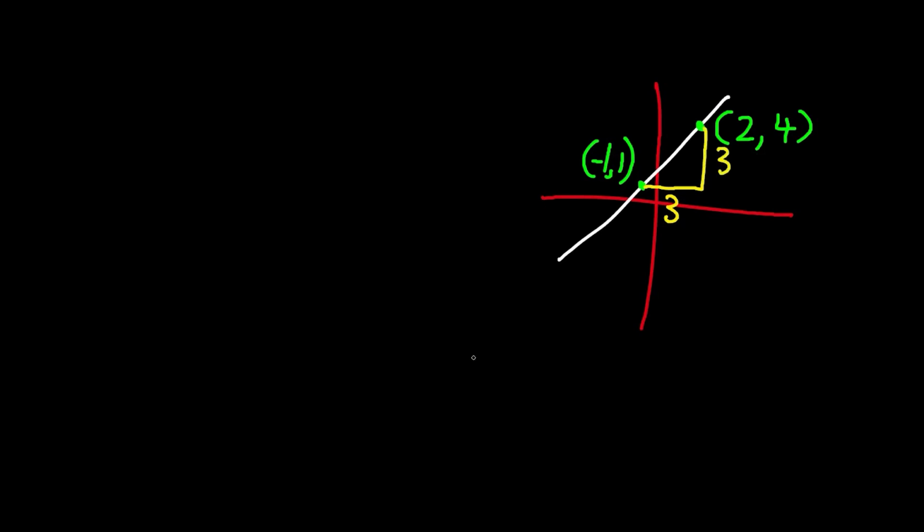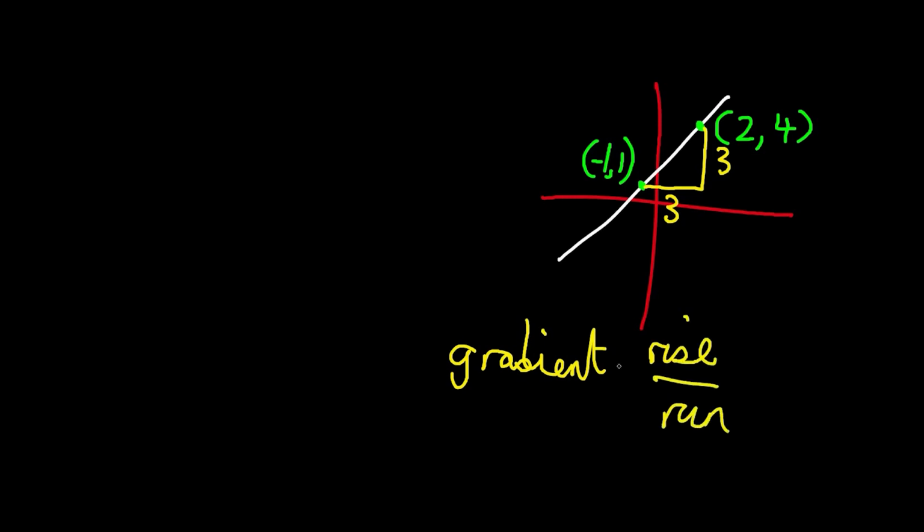And the equation for the gradient is given by the rise divided by the run. Gradient is equal to the rise over the run. So the rise here is 3, and the run, the horizontal, is also 3, which is equal to 1. So this is a 45-degree angle with the x-axis.